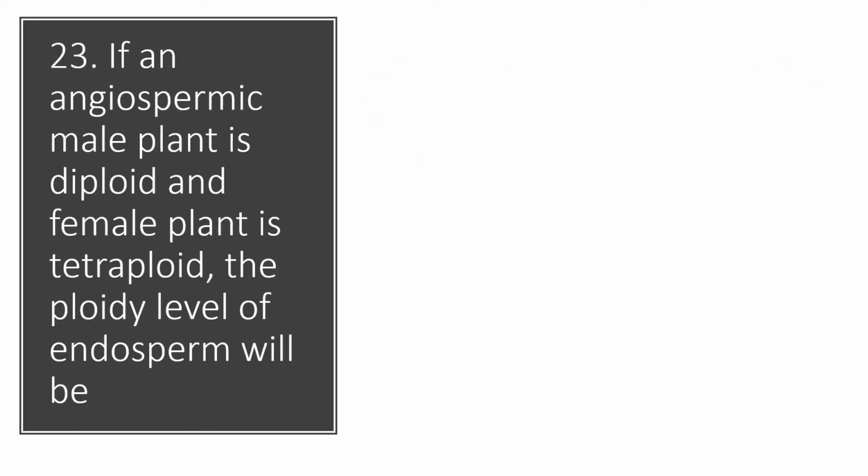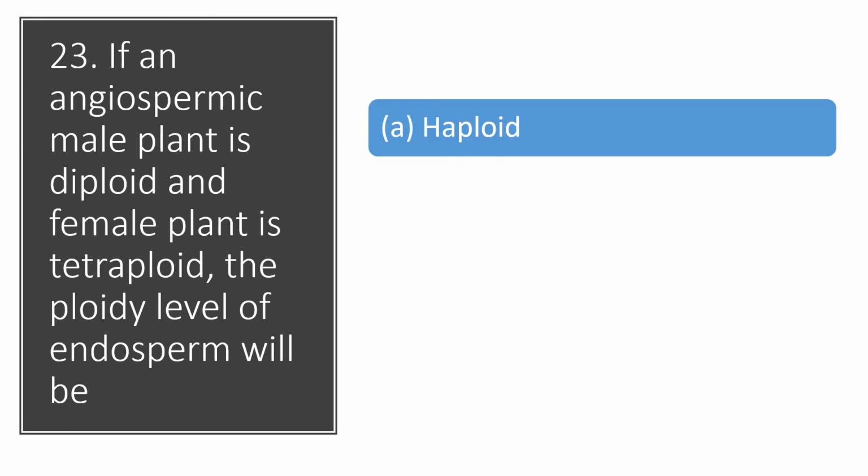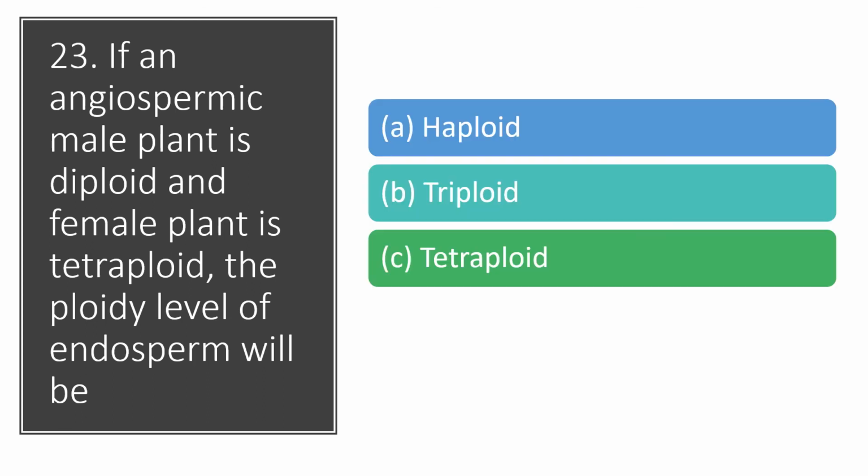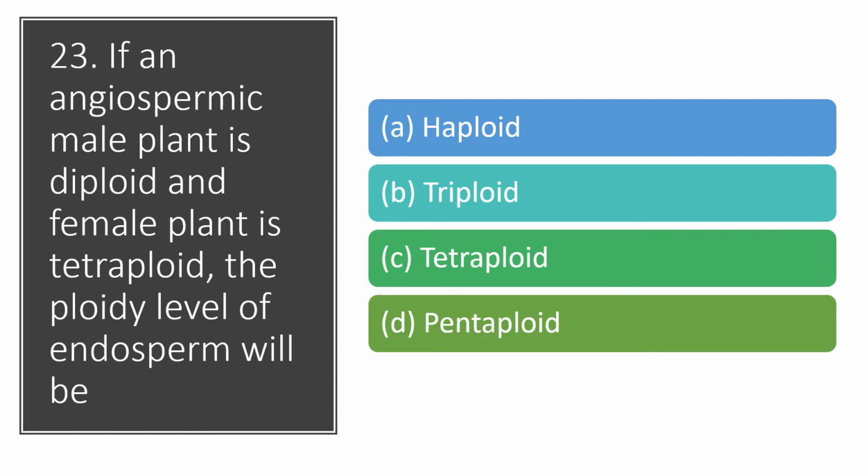Coming to the 23rd question: if an angiospermic male plant is diploid and the female plant is tetraploid, the ploidy level of endosperm will be, and the options are haploid, triploid, tetraploid, and pentaploid. Read the question once again. Here they mention the angiospermic male plant is diploid and the female plant is tetraploid. What is the ploidy of the endosperm? So we know that endosperm is the result of double fertilization.